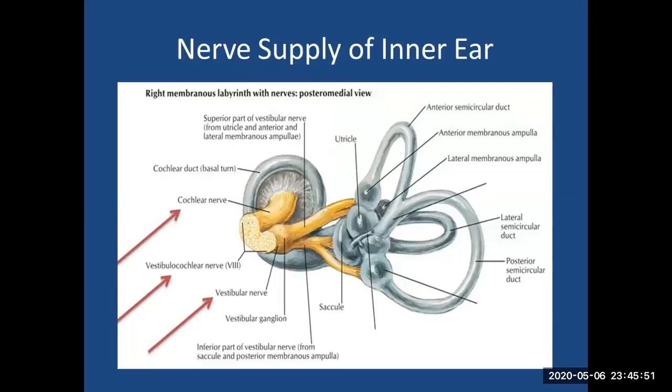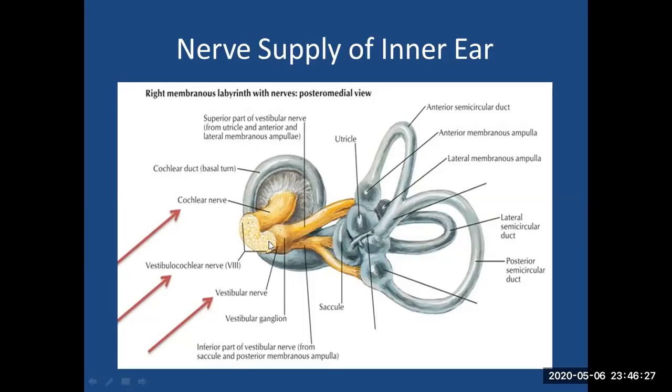It is also important to remember two things about the nerve supply of the inner ear. If you notice here, this is the picture of the labyrinth, the right membranous labyrinth, posteromedial view. This is the anterior semicircular canal, this is the lateral semicircular canal, and this part is the posterior semicircular canal. This part is called the utricle, and this part is called the saccule.